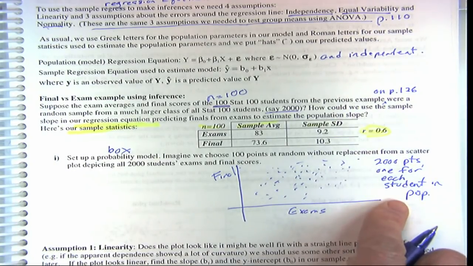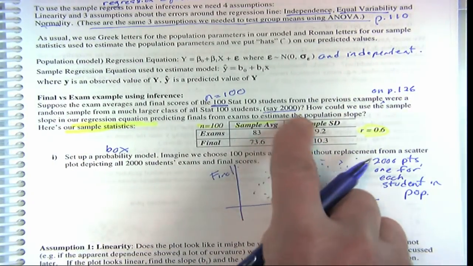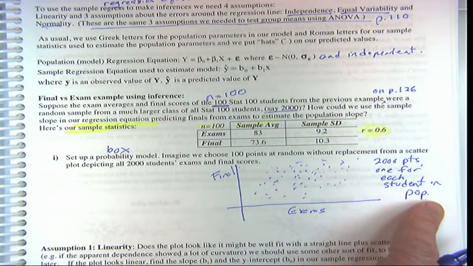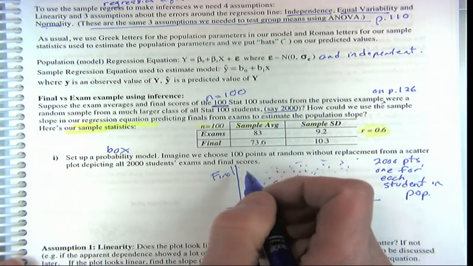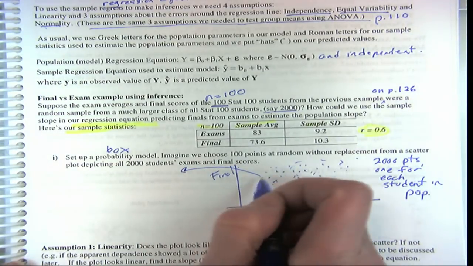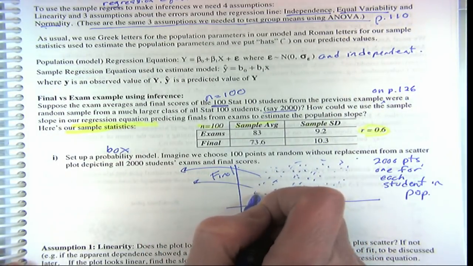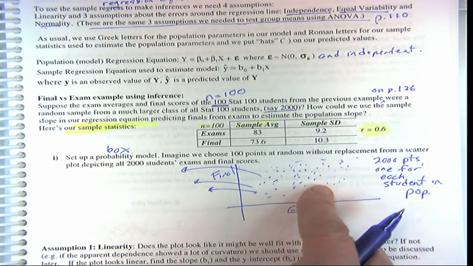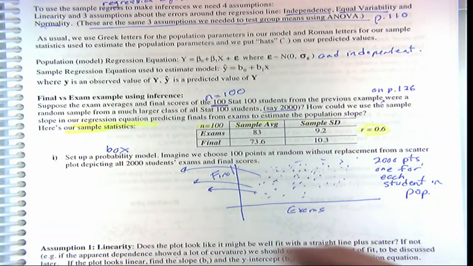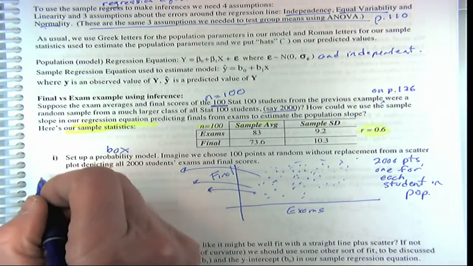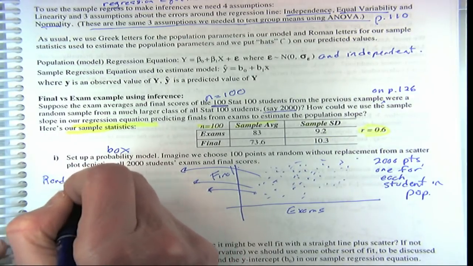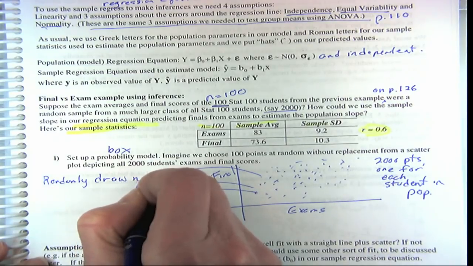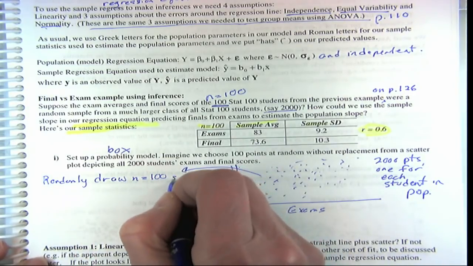Okay, there's 2,000 in our population, that's where that comes from. All right, so now what do we do? Imagine that we randomly draw out 100 of all these 2,000 points. So we randomly draw n equals 100 students.